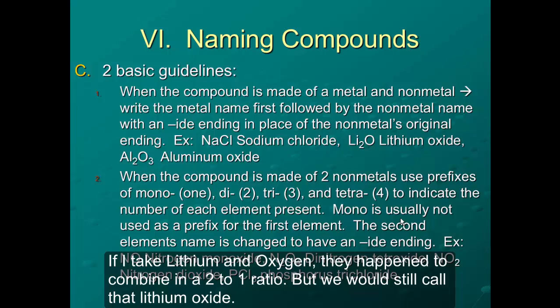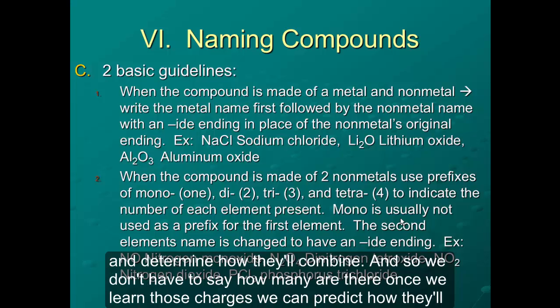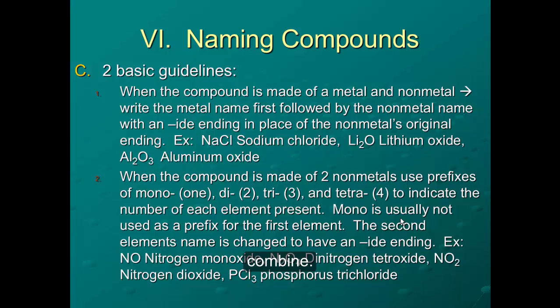If I take lithium and oxygen, they happen to combine in a 2-to-1 ratio, but we would still call that lithium oxide. And the reason we don't put prefixes there is the ratios they combine in are always the same. You can look at the math of the charges they have and determine how they'll combine. And so we don't have to say how many are there. Once we learn those charges, we can predict how they'll combine.